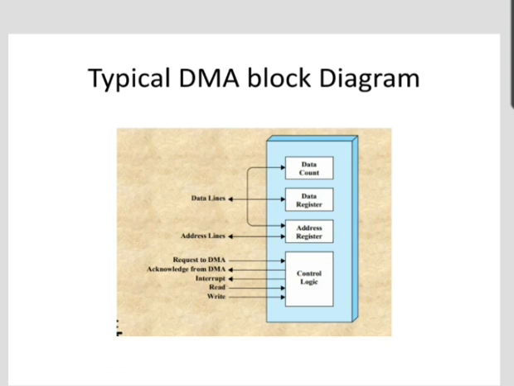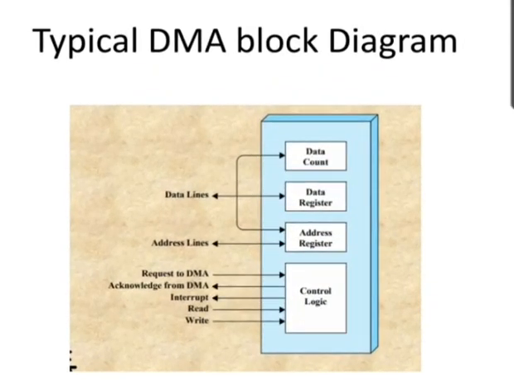Next is a typical DMA block diagram. This block diagram consists of the data count, data register, address register, and control logic. Control logic has different pins.